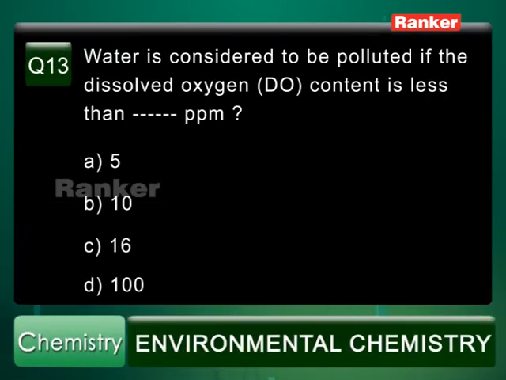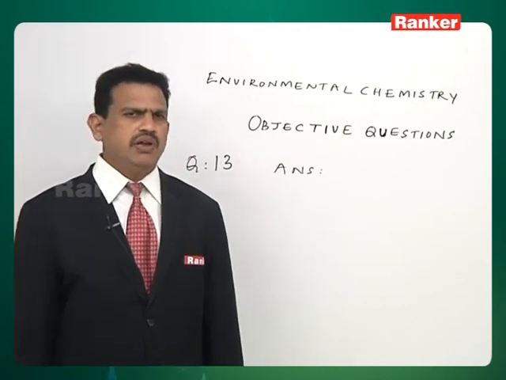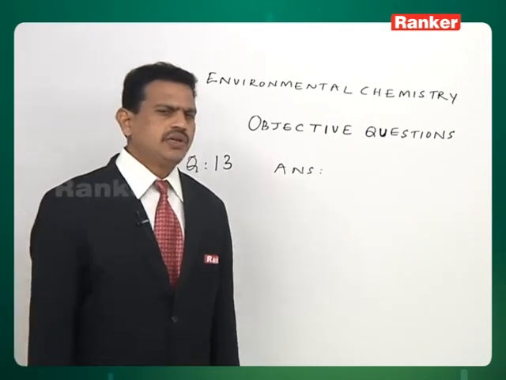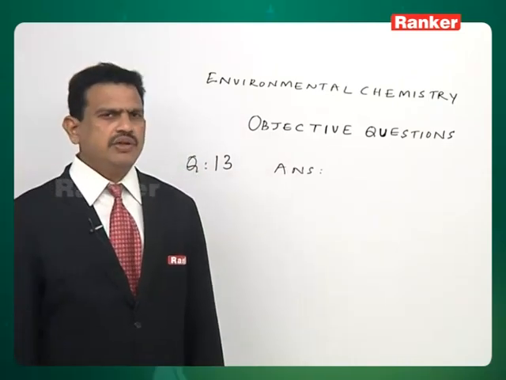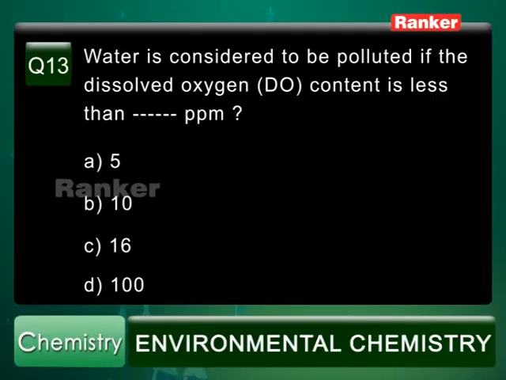Water is considered to be polluted if the dissolved oxygen content is less than dash ppm. The permissible level, we should remember, is 4 to 6, or rather 4 to 5. And water is considered to be polluted if the DO value is less than dash ppm. Option A 5 ppm, B 10 ppm, C 16 ppm, D 100 ppm. It might be a permissible level of 4 to 6, but among the 4 options over here, the minimum given is 5, so we can go for 5. Beyond that it's safe, below that it's a danger, so we can go for option A. Then aquatic life may be severely affected if the DO level comes down to less than this ppm.